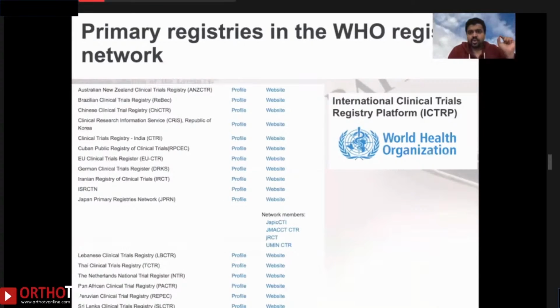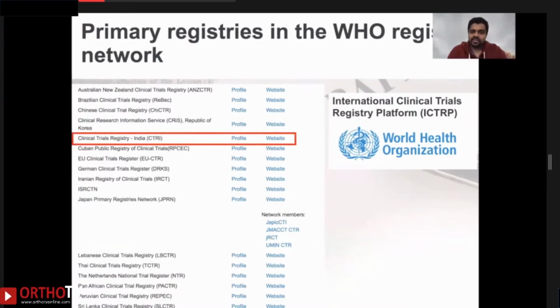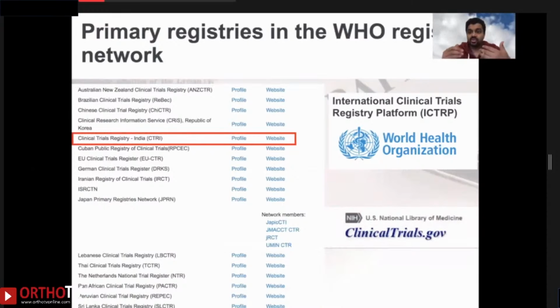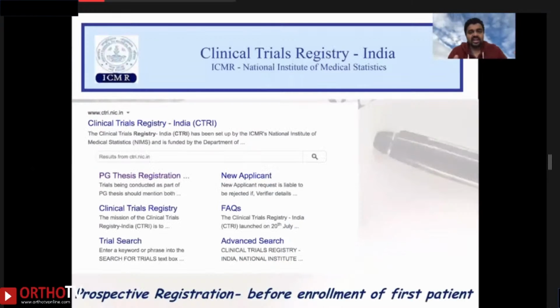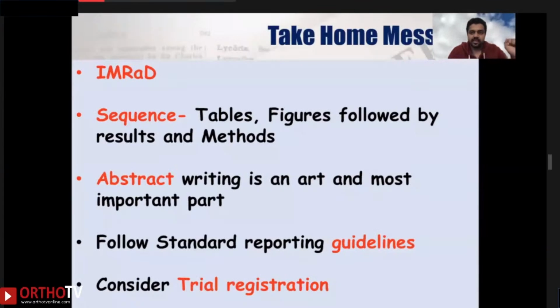The WHO has an International Clinical Trials Registry Platform where a lot of good trial registries are there. For example, in India, it's the CTRI, the Clinical Trials Registry, and we have the US clinicaltrials.gov, which was the original one, which even gave guidelines to the WHO. So for any research in India, we should register with the clinical trial registry. Remember, prospective registration, that's before enrollment of even the first patient.